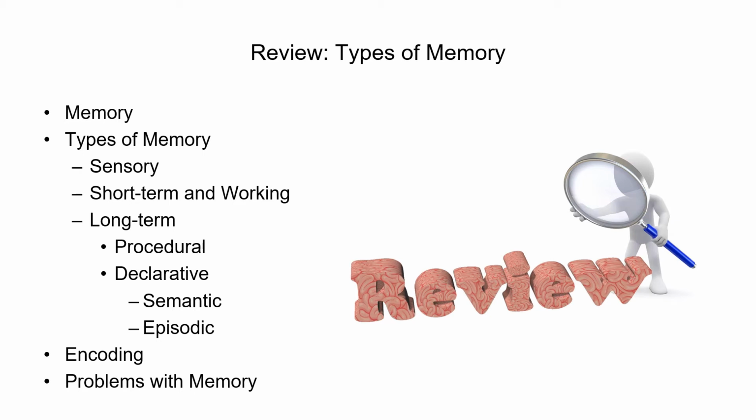In this set of slides, we talked about memory. We looked at the types of memory, sensory, short-term, or as well as working, and then long-term. Within that, we looked at procedural and declarative, and within declarative, we looked at semantic and episodic, and we finished with encoding and a few problems with memory, of which we'll get to more in the next slide.